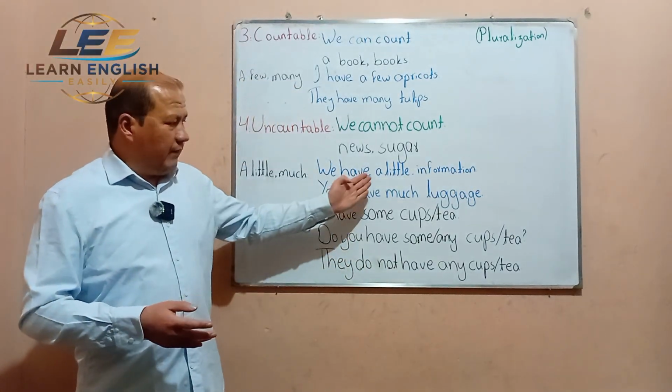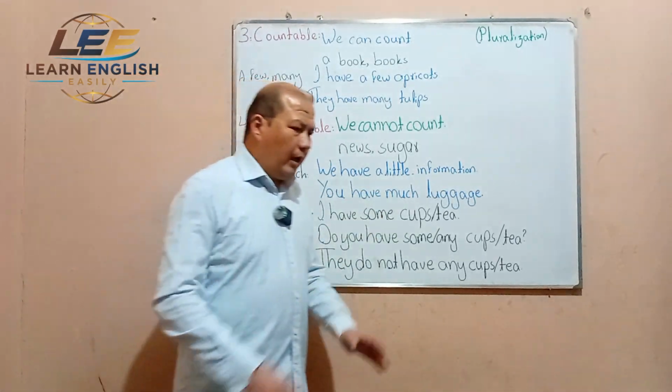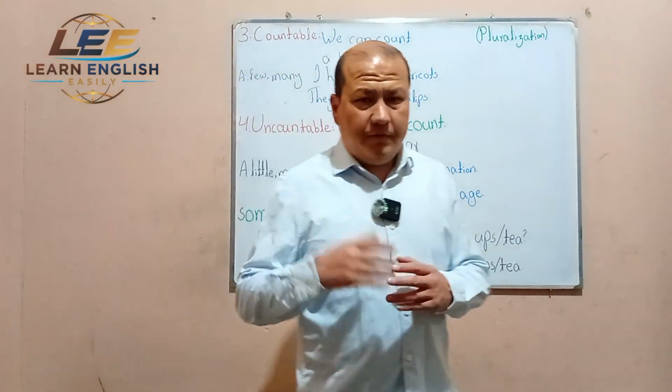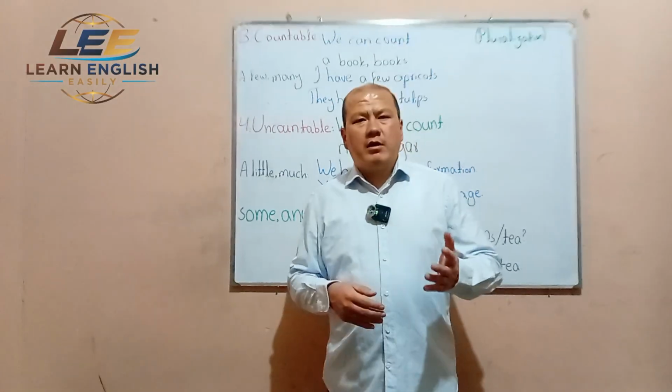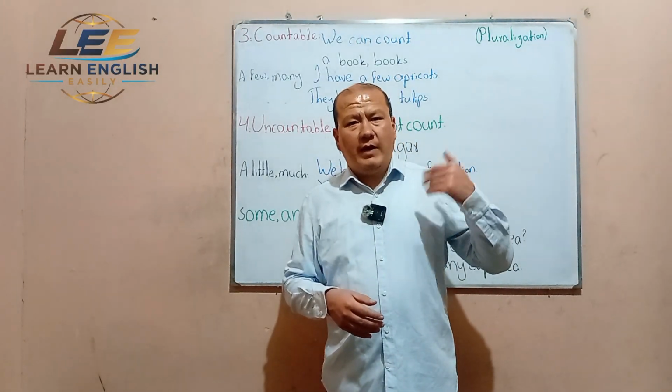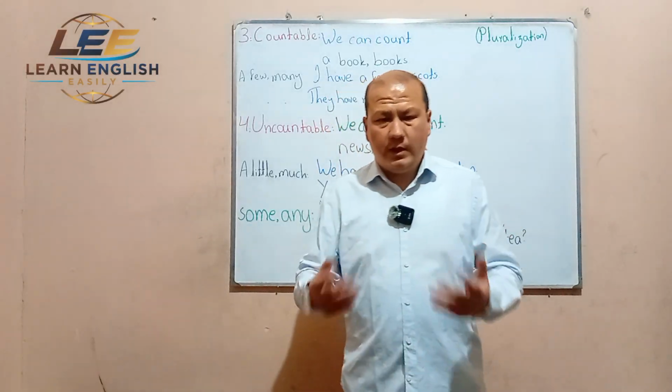When it is less, we say a few. When it is a lot, we say much. Okay. So for countable, we have a few. For uncountable, we have a little, and they are less. For countable, we have many. For uncountable, we have much, when they are a lot, more than what we need.